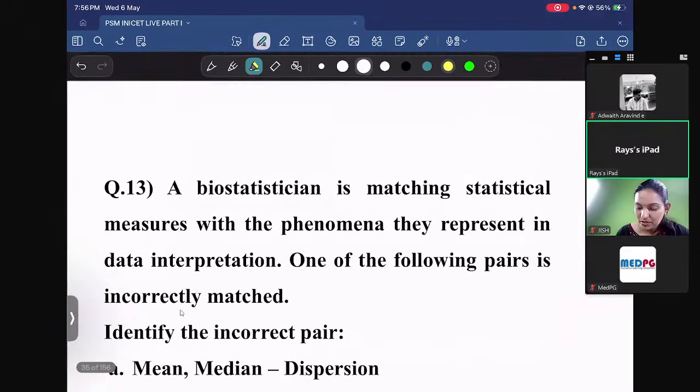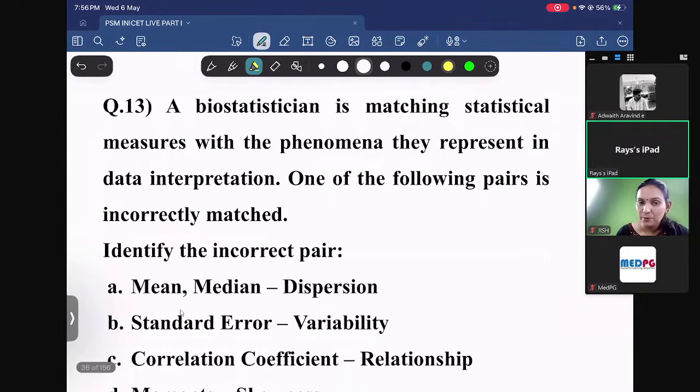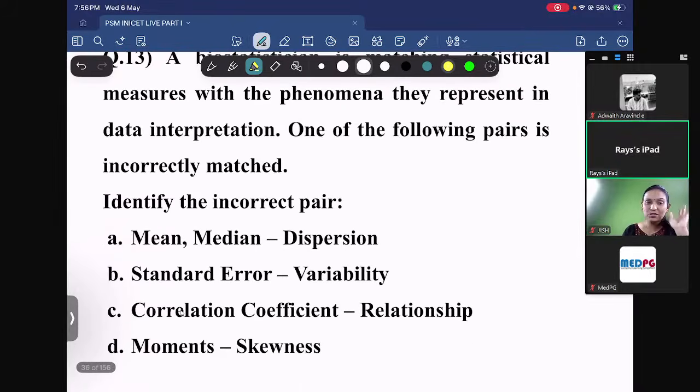Now, the next question is from biostatistics. Again, a favorite area for INI-CET. People love biostatistics. Okay, let's see this. A biostatistician is matching statistical measures with a phenomenon present in data interpretation. One of the following pairs is incorrectly matched. Identify the incorrect pair. Simple question: identify which is wrongly matched.